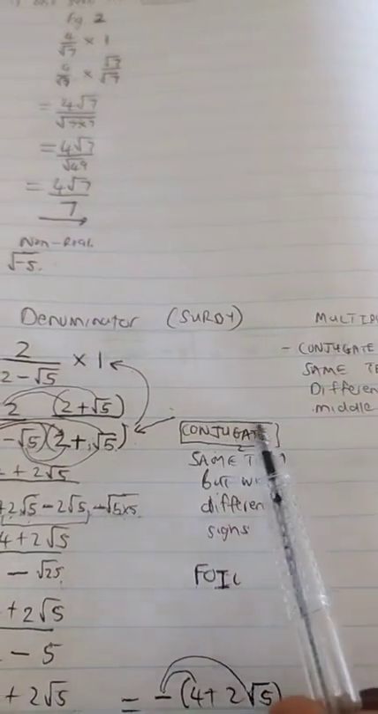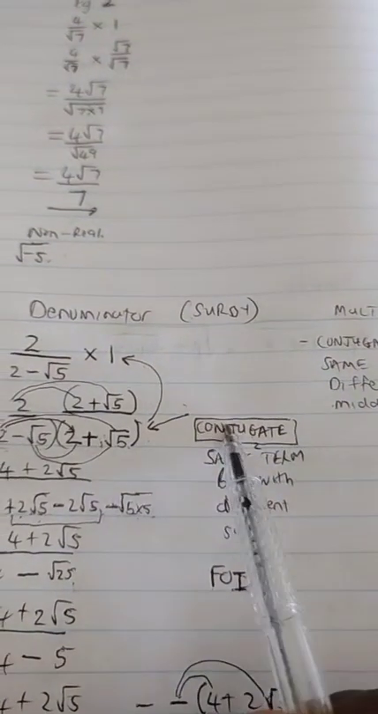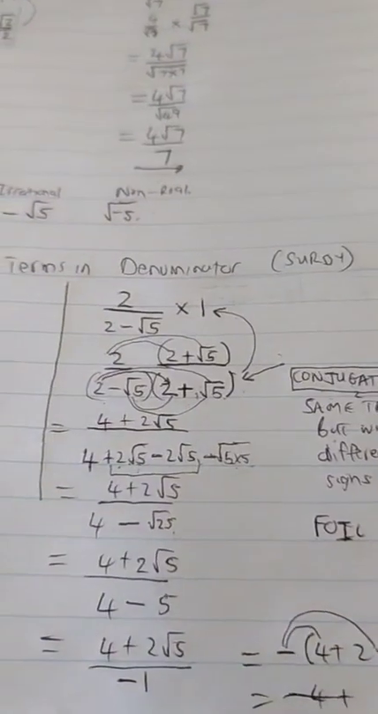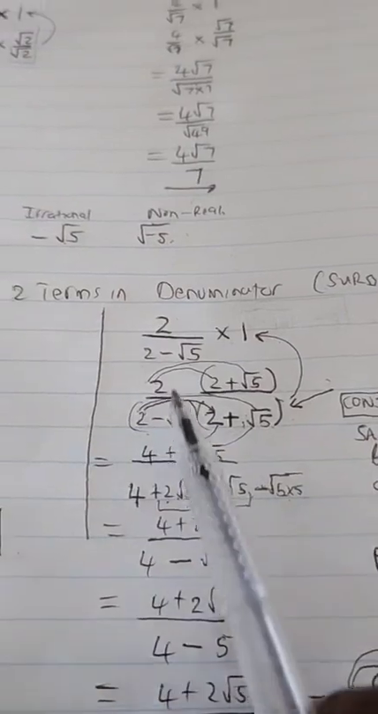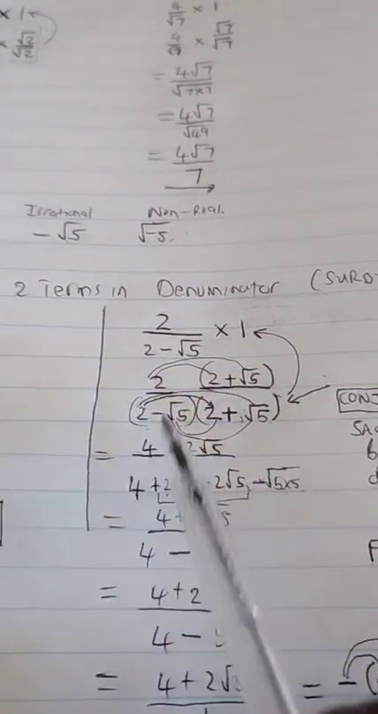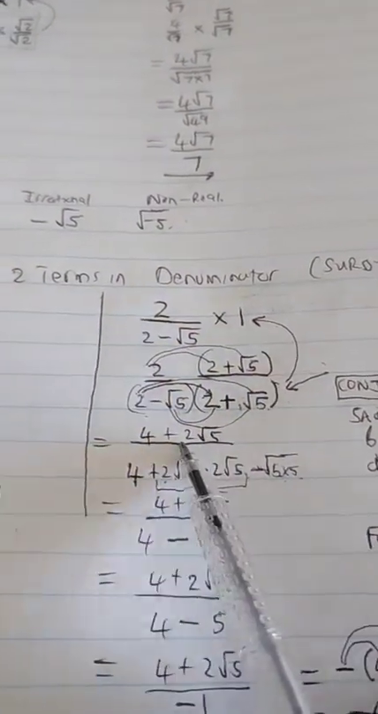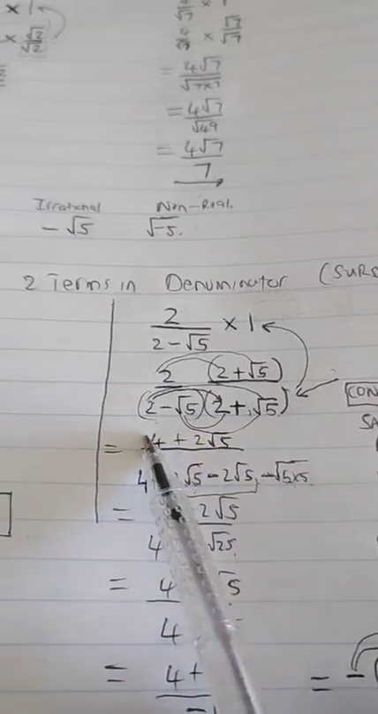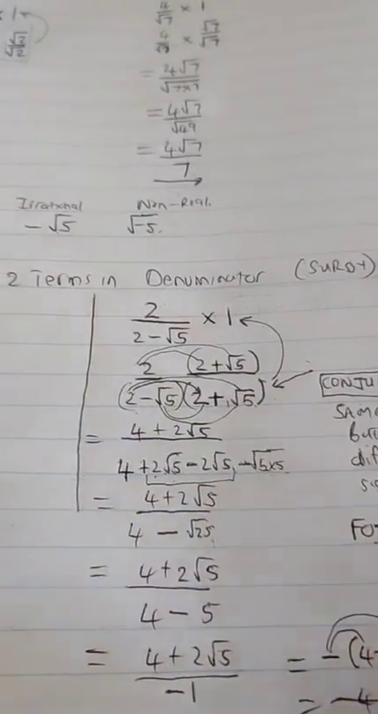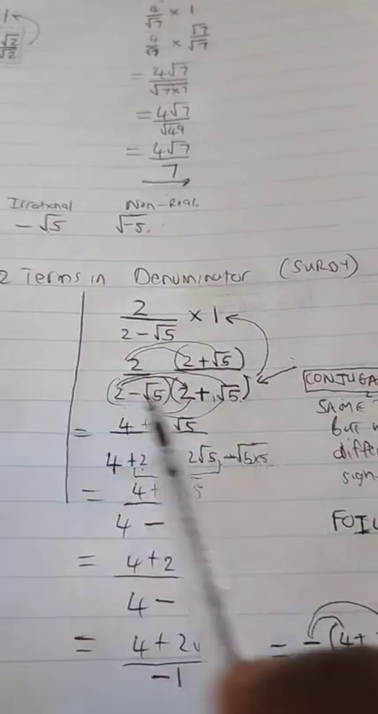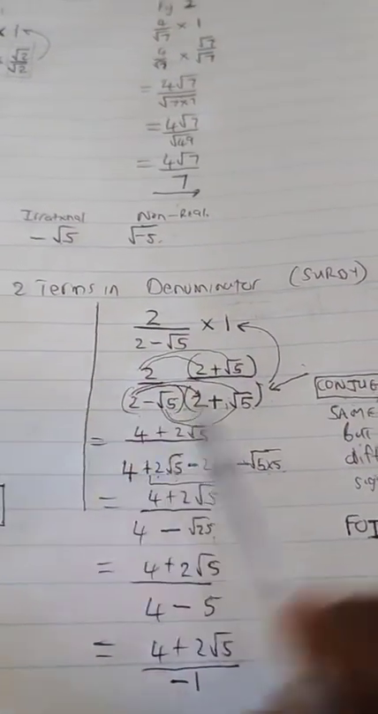Please guys, that is what we call the conjugate. Same terms but with different signs. Then you just do the algebra after that. In the numerator, 2 times 2 is 4. 2 times root 5 is 2 root 5. 2 terms in the numerator, that's good. In the denominator, you have 2 brackets. So you apply who? FOIL.